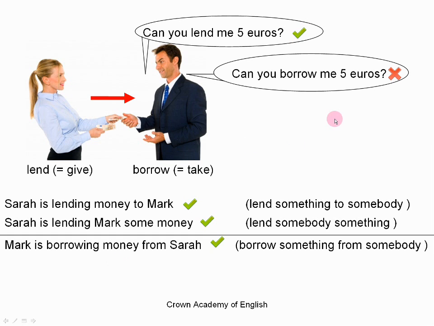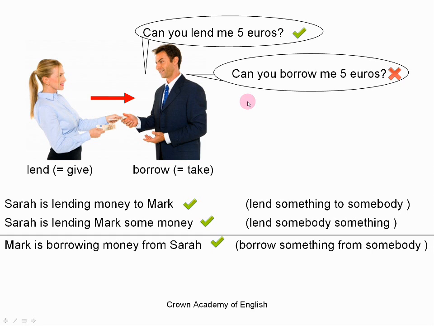So this is wrong. Mark cannot say, can you borrow me €5? Because Sarah isn't the person borrowing, she is the person who is lending the money to Mark. What would be correct is if Mark said, can I borrow €5? That would be correct. So Mark should say here, either can you lend me €5? Or can I borrow €5?